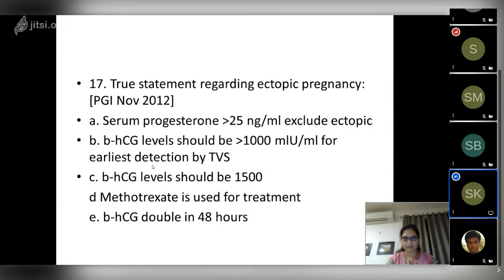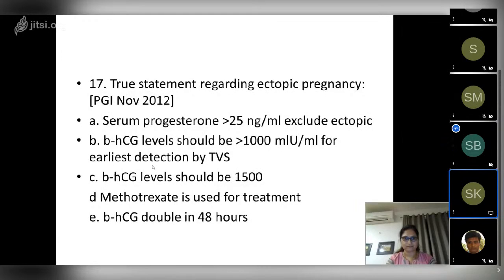Agree? Yes, ma'am. Next one, B, beta HCG level should be more than 1000 milli international units for earliest detection by TVS. Is it a true statement or a wrong statement? What is the value of the beta HCG necessary where you will be able to see a gestational sac by TVS ultrasonography? 1500. Yes?